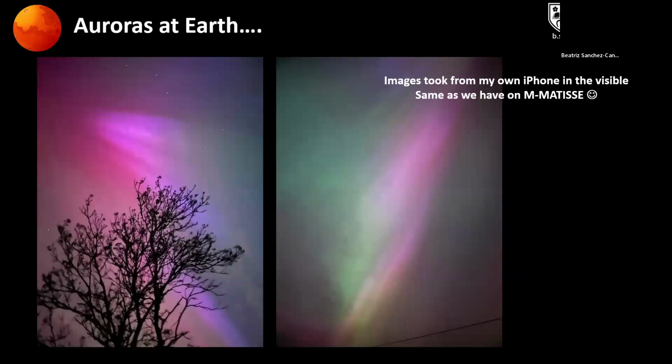I don't know if you were lucky enough to see the auroras last week here in Italy. I took this in Leicester. I went to the countryside and took these nice pictures just with my phone. And you can see that with a simple phone you can take pictures and you can see the colors, right?